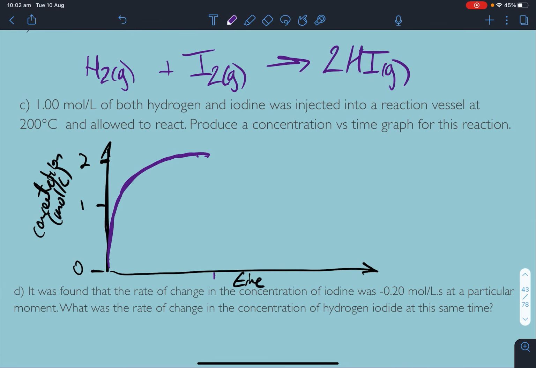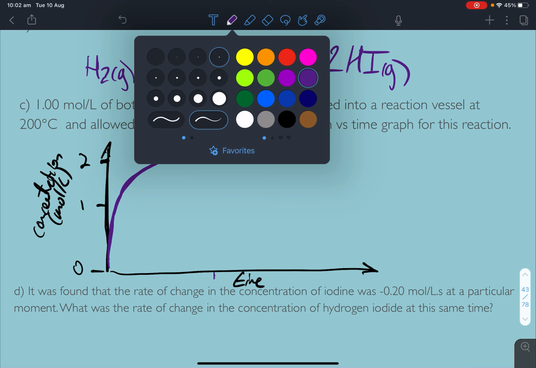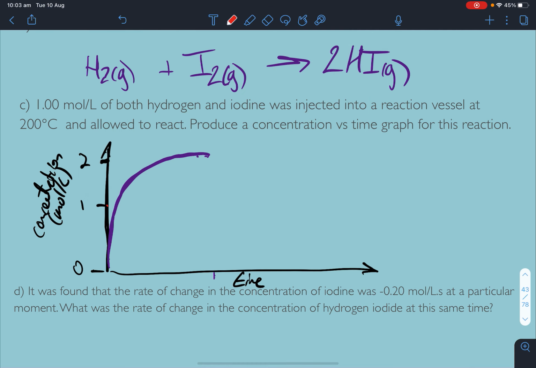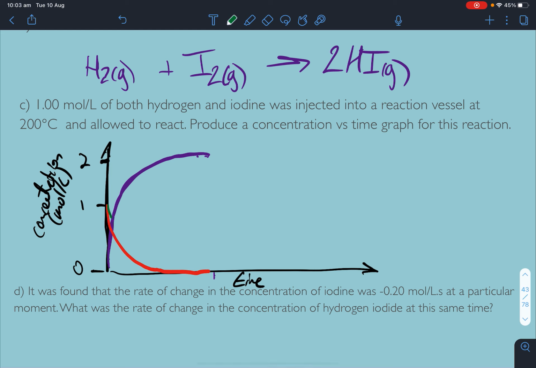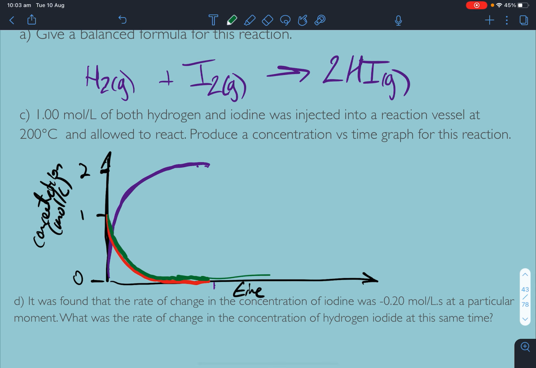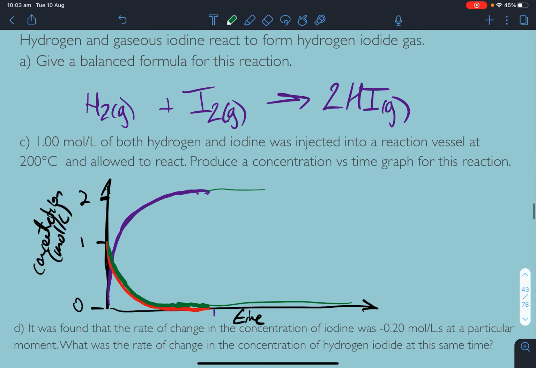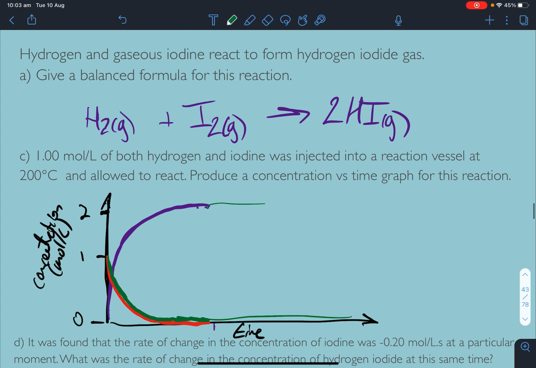Let's do the hydrogen and the iodine. They're both starting at 1 and decreasing to there. How well did I do? Let's put the iodine in. I used green for iodine, didn't I? Compare it to the one above. We can extend these forever, they're not going to change. But compared to the one above, we should have a steeper relationship. So still ending at 0 and 2.